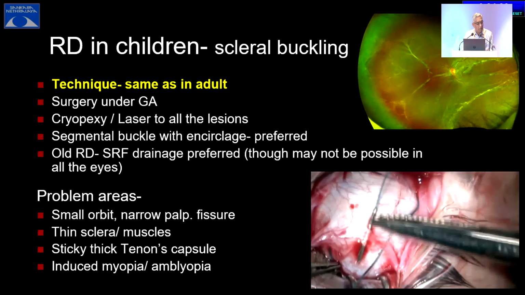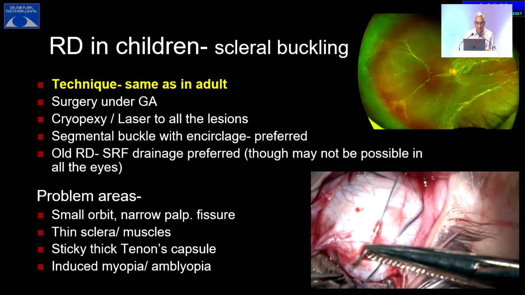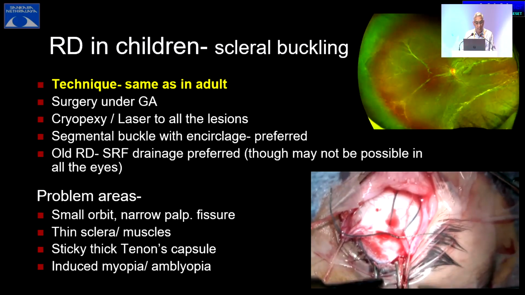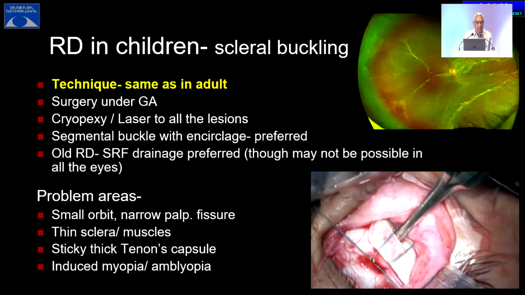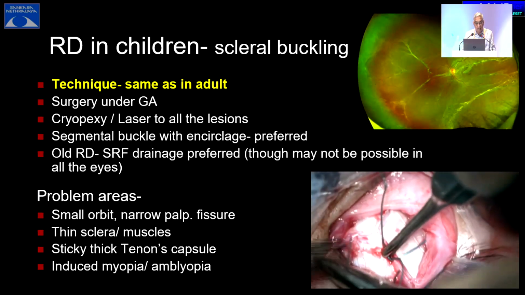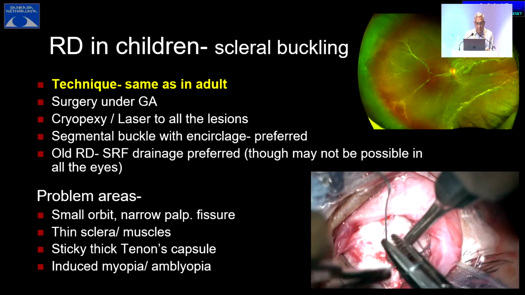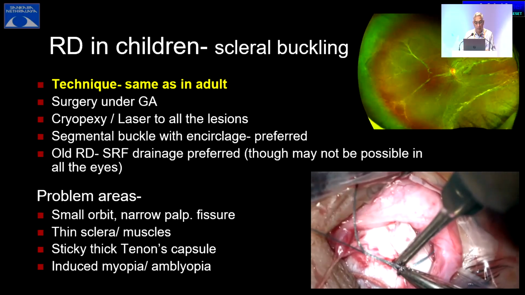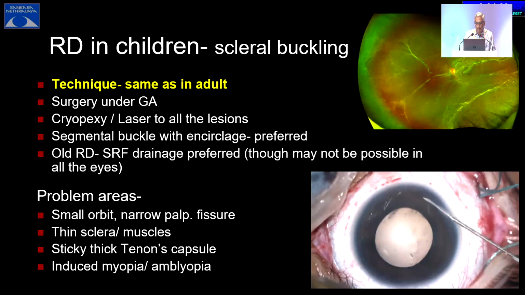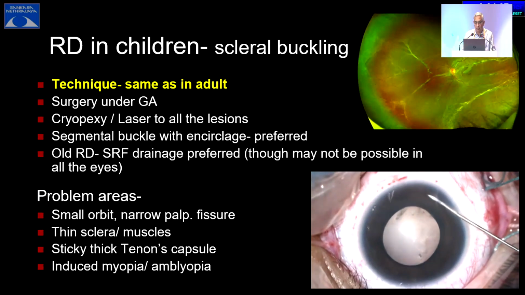The problem areas are that the orbit is small with a narrow palpebral fissure, so it is sometimes difficult to accommodate the buckle. Sclera is thin and muscles are also thin, so there is a high risk of snapping the muscle or globe perforation during passing of the suture, as you see here. There is also a thick Tenon's capsule, and post-operative management of amblyopia and induced myopia is an important issue. That's why we need paracentesis to achieve the desirable buckle.